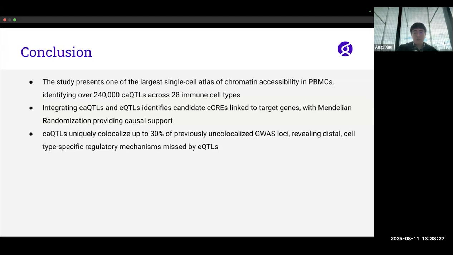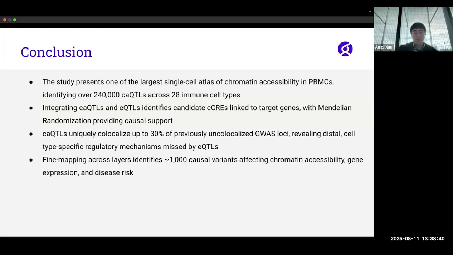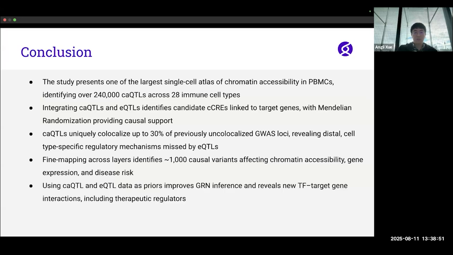A very important finding is that caQTL uniquely colocalized up to 30% of previously uncolocalized GWAS loci, and revealed distal and cell type specific regulatory mechanisms, which were missed by previous eQTL studies. So by incorporating all the layers with GWAS signals, we map more than 1,000 causal variants, which affect chromatin accessibility, gene expression, and disease risk. And last but not least, another very important finding is that we can incorporate genetic information as a prior to improve the GRN inference and reveal new TF-target gene interactions.